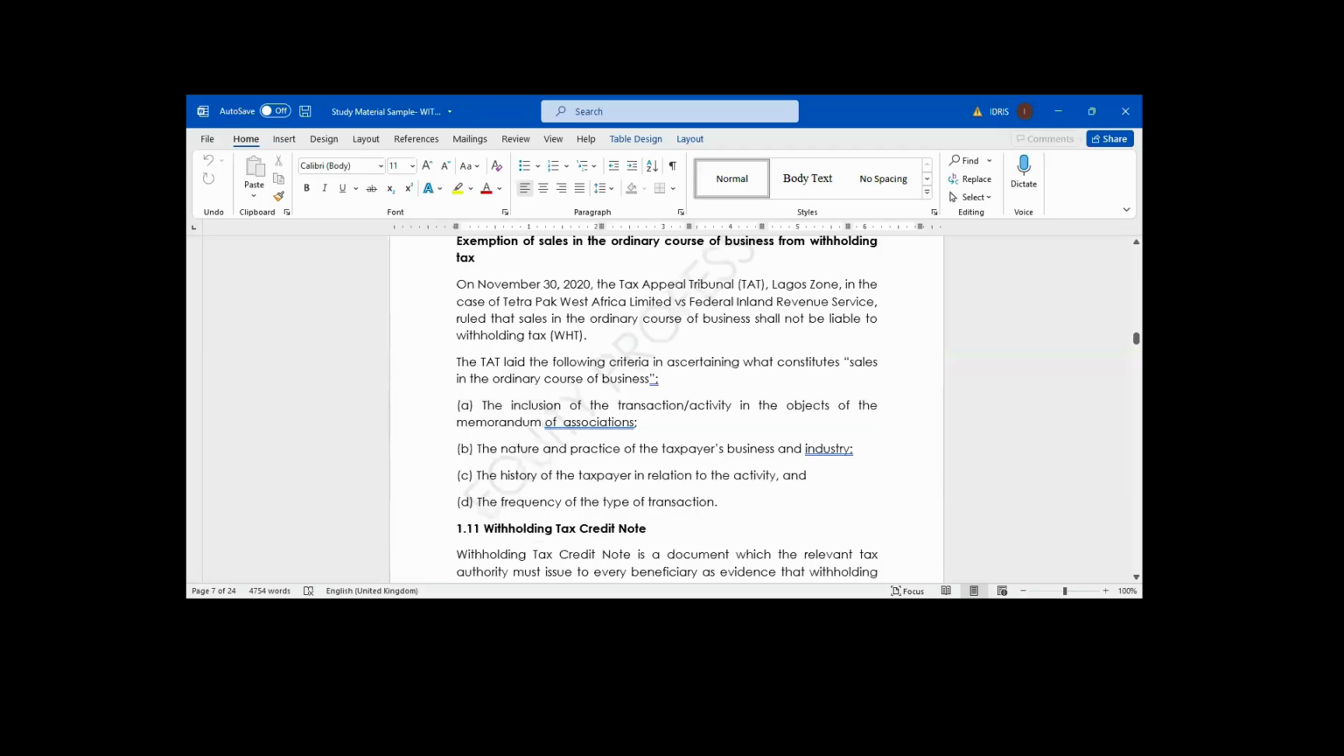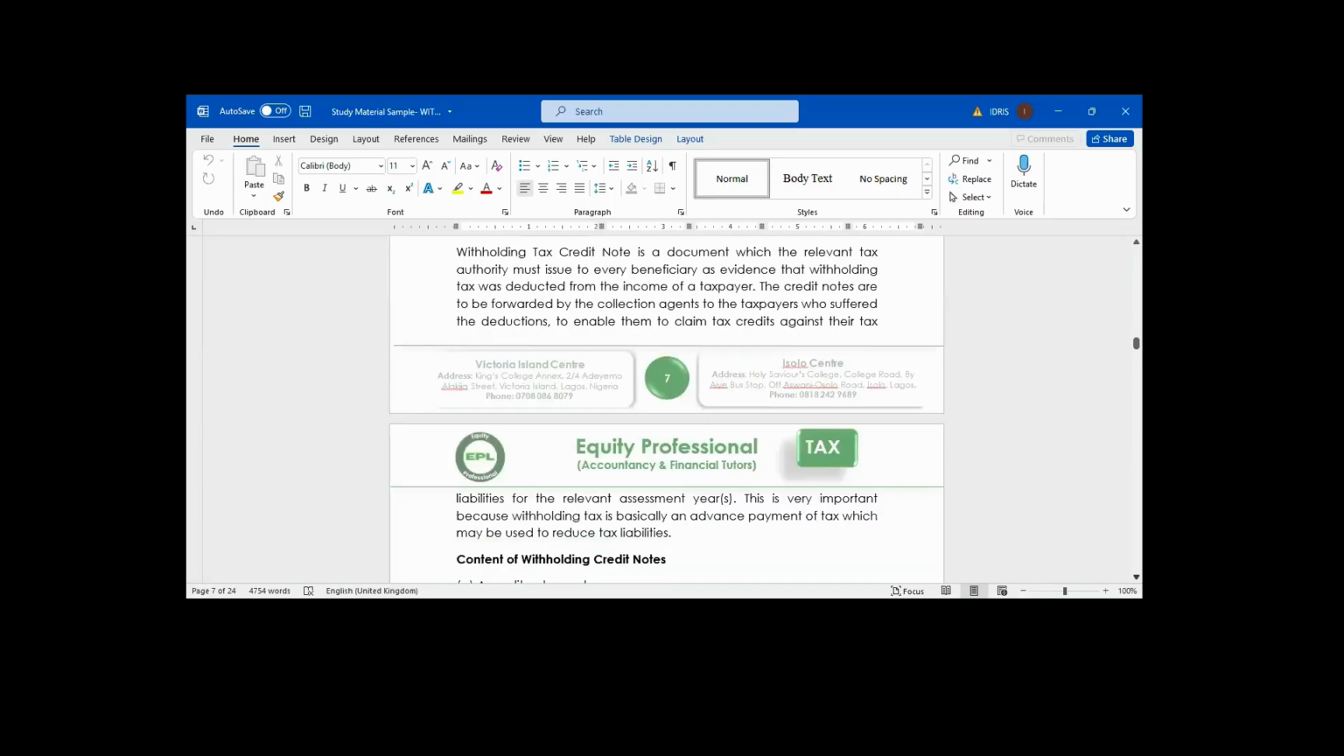The next area we need to look at is called withholding tax credit notes. What do we understand by withholding tax credit notes? Withholding tax credit note is a document that tax authority issued to taxpayer, which serves as an evidence that withholding tax has been deducted from the income at source. And that withholding tax credit note, you are going to use it to offset your tax at the end of the year, at the end of the relevant year of assessment.